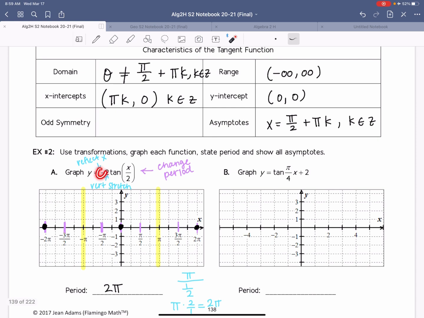But I have a reflection across x, so it's going to flip it to this direction. So it's going to flip it to go left side is high and then the right side is low. Okay, so we're going to flip it. And then we're vertically stretching by 2. So normally I go right 1, up 1, left 1, down 1. But now I'm going 2 because I'm vertically stretching by 2.